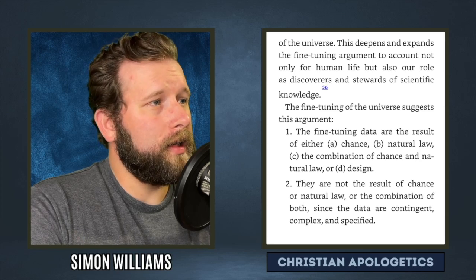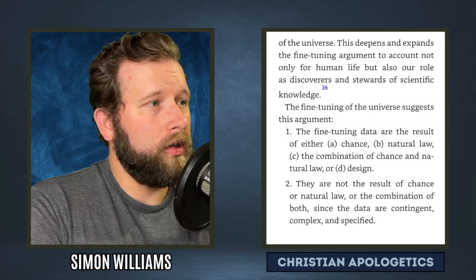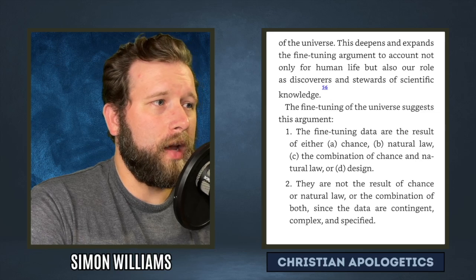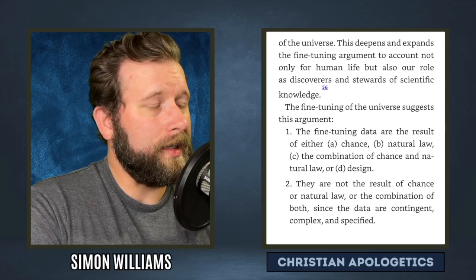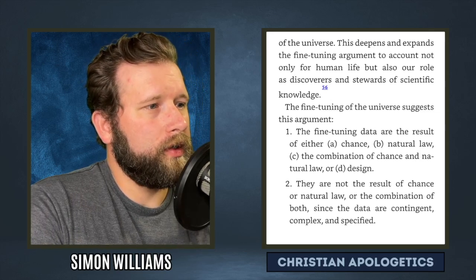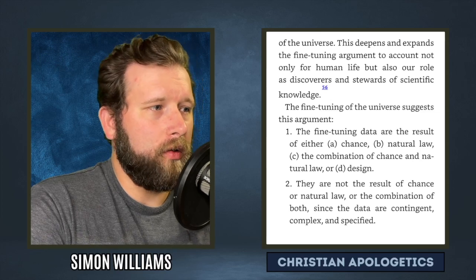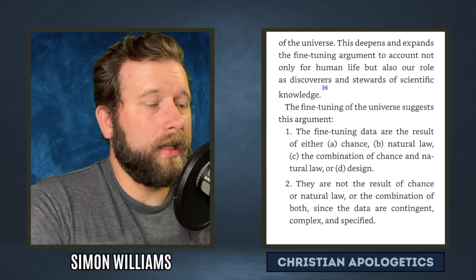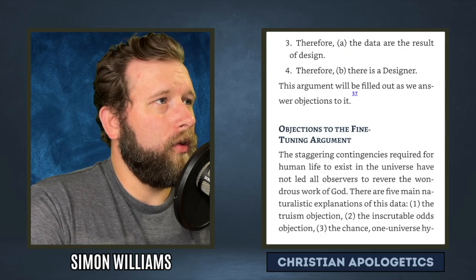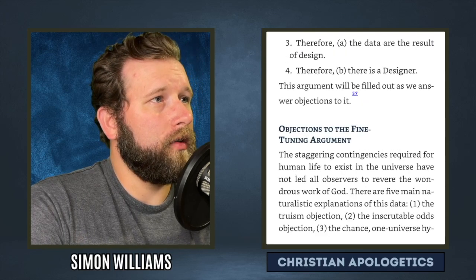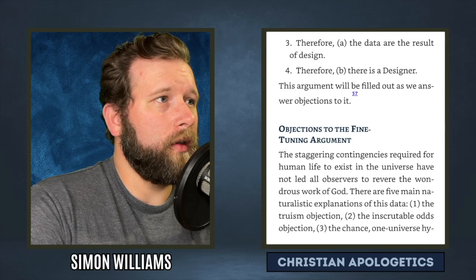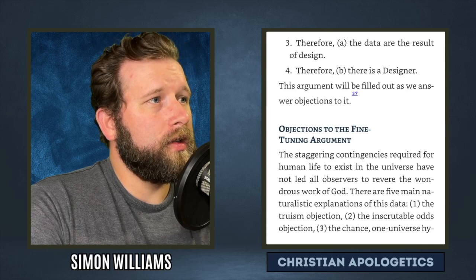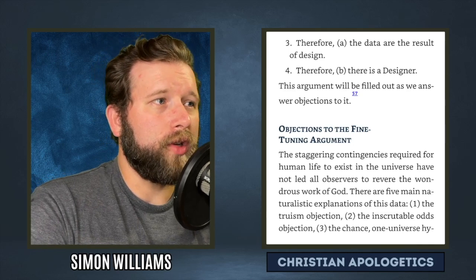1. The fine-tuning data are the result of either A, chance, B, natural law, C, a combination of chance and natural law, or D, design. 2. They are not the result of chance or natural law, or a combination of both, since the data are contingent, complex, and specified. 3. Therefore, A, the data are the result of design. 4. Therefore, B, there is the designer. This argument will be filled out as we answer objections to it.